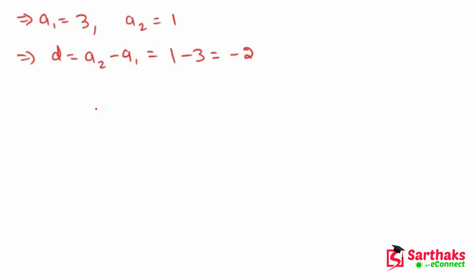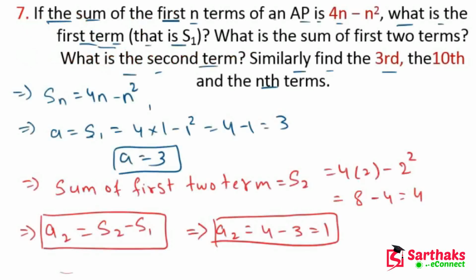Now we have A1 is 3 and A2 is 1. With the help of A1 and A2, we can easily find D. D is A2 minus A1, which is equal to 1 minus 3, so we have minus 2. Now we have A1 and D, and with their help we can find any term. We have to find A3, A10 and the nth term.